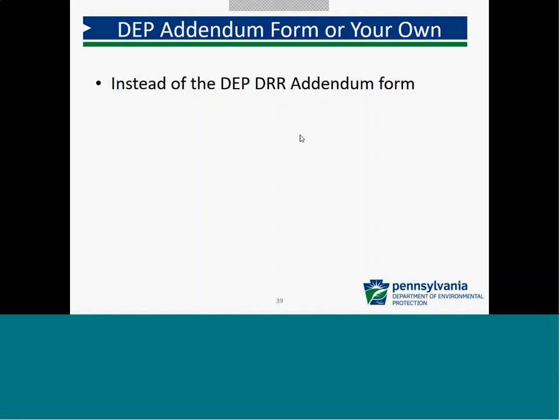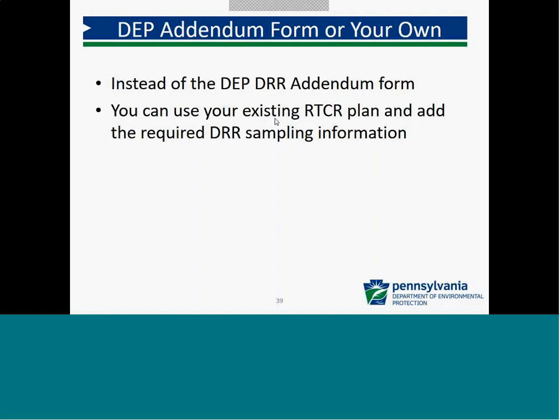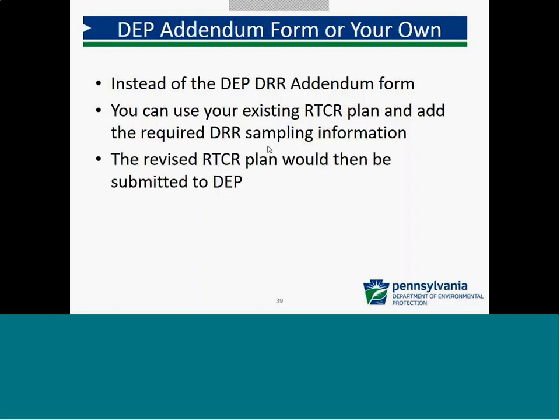Now, some large systems, when we initially talked about how DEP is going to have a template, the concern was brought up that a lot of these things could be added to their own existing RTCR plan. So rather than the addendum form, you don't have to use that. You could add all those required elements to your existing RTCR plan, but it would have to definitely include all those required elements that we went over as columns.